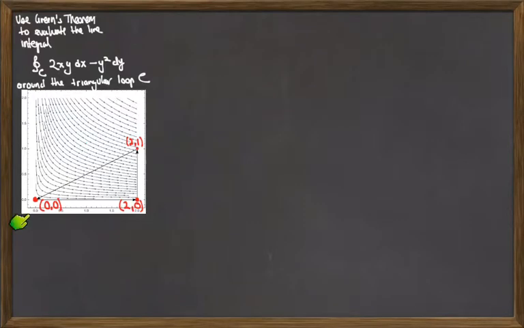It always has to be a closed curve if you're going to use Green's theorem, and it's going to go from the point 0, 0 to the point 2, 0. Then we're going to go up to 2, 1, and then come back to the origin at 0, 0. So we want to find the value of this line integral around this triangular loop.